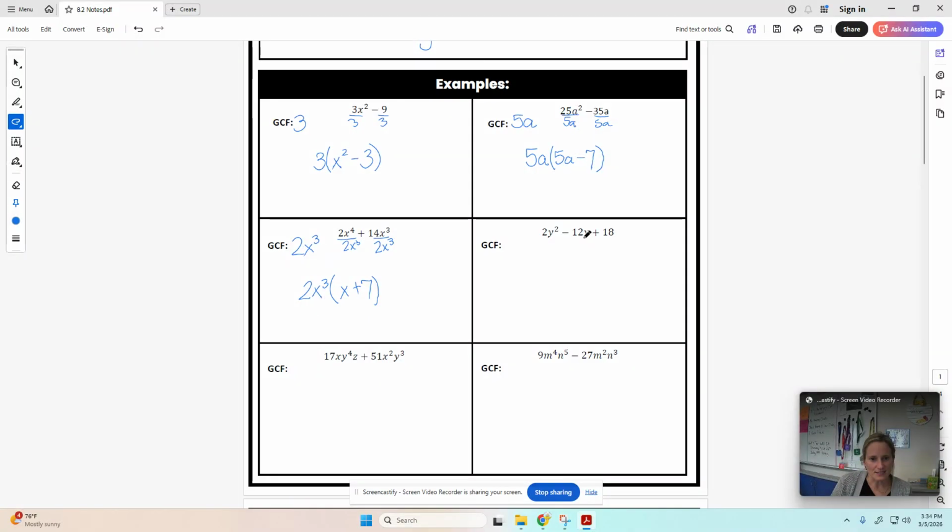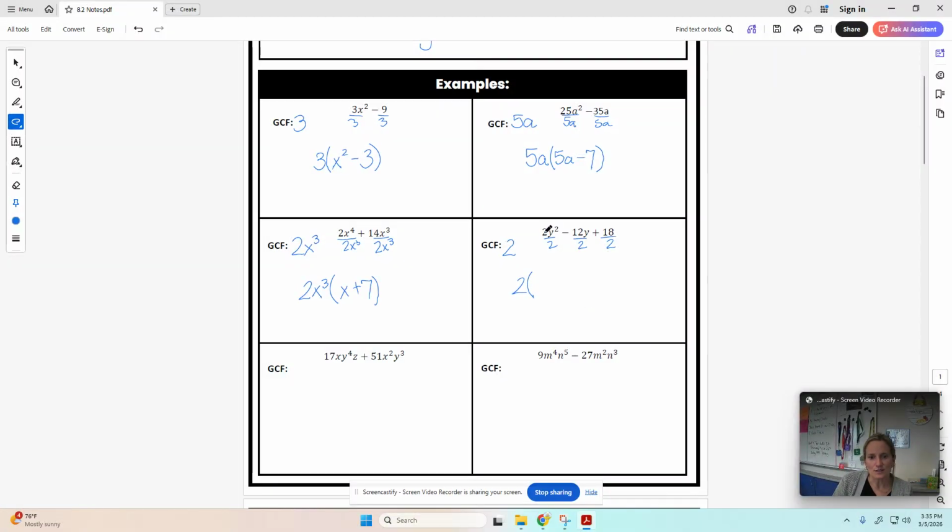We do the same process even when we have a trinomial here. So we look at all 3 terms and figure out what is the biggest number that goes into 2, 12, and 18. And the largest number that goes into all 3 of those happens to be 2. And I look to see, does each term have a variable? Well, 18 does not have a variable, so that's not something that they all have in common, so my greatest common factor won't have a variable. So I'm going to be factoring out a 2. I'm going to be dividing everything by 2 to figure out what goes in the parentheses.